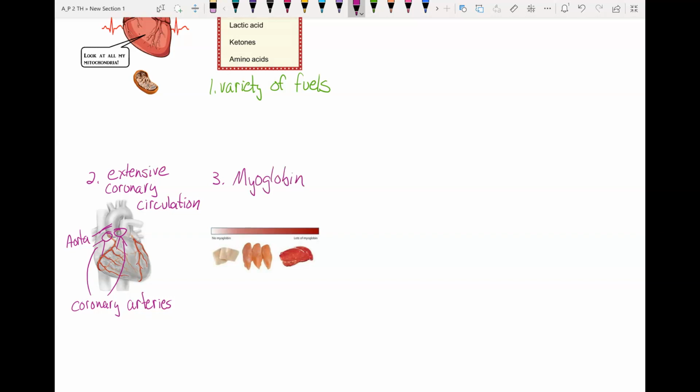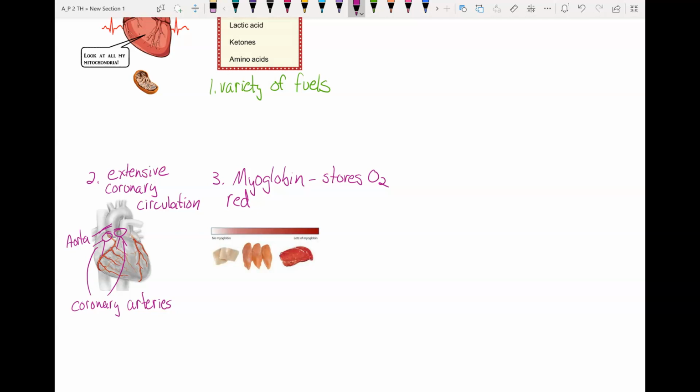Hopefully you remember this from chapter 10 about muscles. We first learned about myoglobin in muscles. Myoglobin is similar to hemoglobin. Hemoglobin's in the blood, myoglobin's in the muscle. Myoglobin stores oxygen. And it's red. So that's what gives meat its red color. The more red a meat is, the more myoglobin it has. Your heart is very much red. And the reason that it's red is because it has myoglobin.